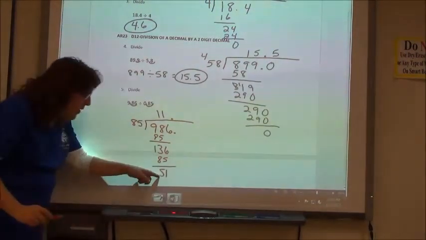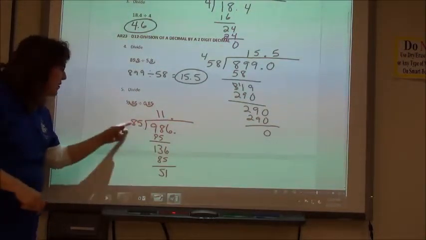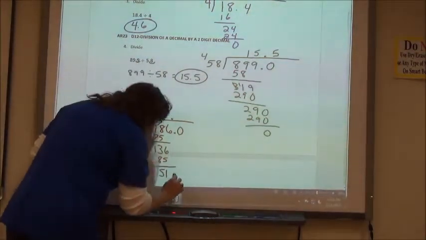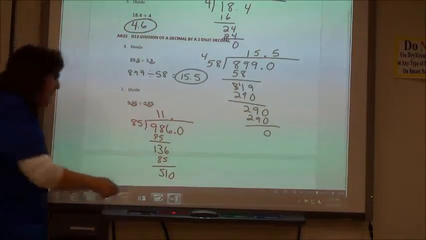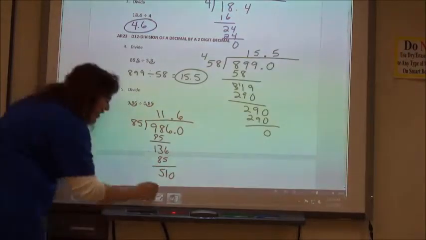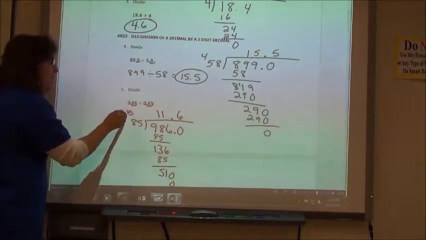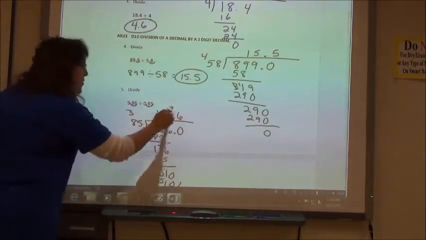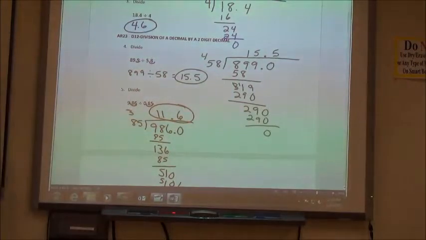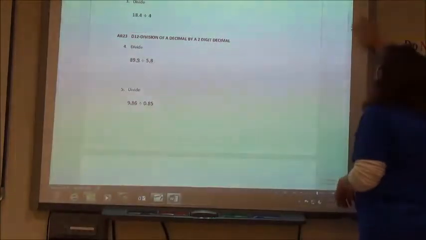By the way, if my remainder would be bigger than my divisor, I know I need the next bigger number, but it's smaller than my divisor. I have to keep going, so I'm going to add my 0. 85 into 510, how many times? 6 times. 6 times 5 is 30. 6 times 8 is 48, 49, 50, 51. Hey, we get a remainder of 0, and so we know our answer, 11.6. So go ahead and do number 6 there on your paper.